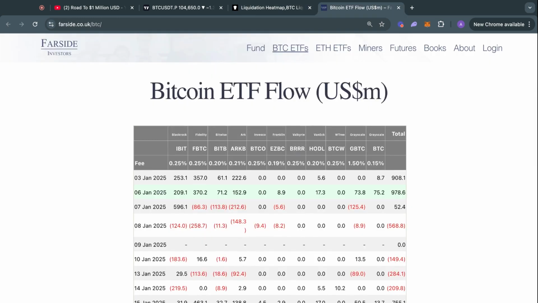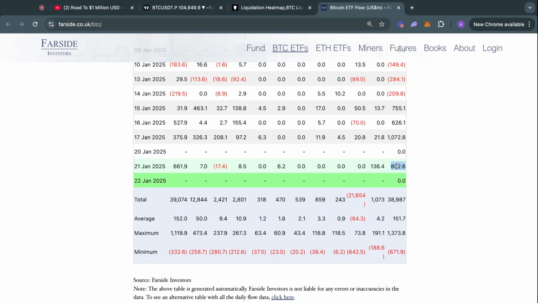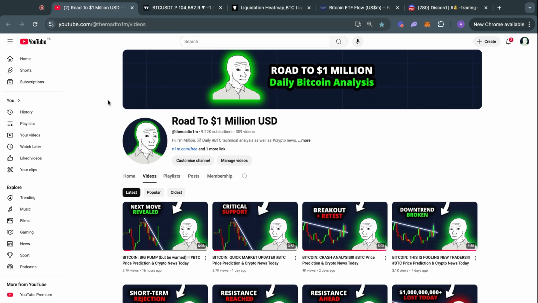Next, let's take a quick look at the Bitcoin ETF flow tables. Yesterday, we saw a net inflow of over $800 million into the Bitcoin ETFs, most of that coming from the BlackRock Bitcoin ETF. So as long as these Bitcoin ETFs keep buying hundreds of millions of dollars worth of Bitcoin every single weekday, this is going to have an upwards pressuring effect on the Bitcoin price. Either way, this has been today's market update.